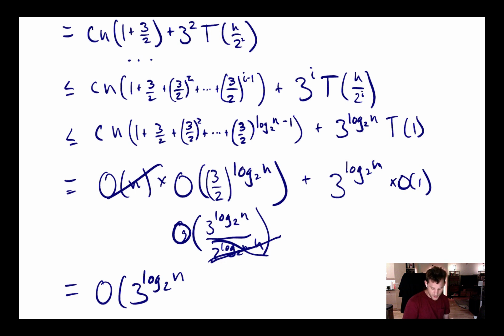And it turns out, if you remember how we manipulated logs, you can actually simplify this even further to equal O(n to the log base 2 of 3). And we did that in an earlier lecture, how to manipulate logs to get into this form. It's n to a constant. And this, of course, is where we got that expression, n to the 1.59. 1.59 is the log base 2 of 3, roughly speaking.